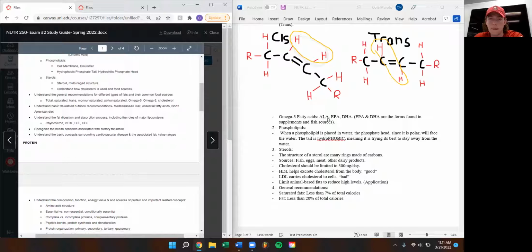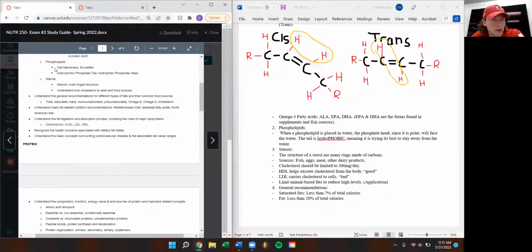So the ALA, that's going to be from plant sources, whereas the EPA and DHA, those are going to be from fish sources. So you'll see in the nutritional world, people who are vegetarian or vegan, they're going to have hard times getting EPA and DHA because they're not consuming fish. So that's just one of the many deficiencies that some vegans have.